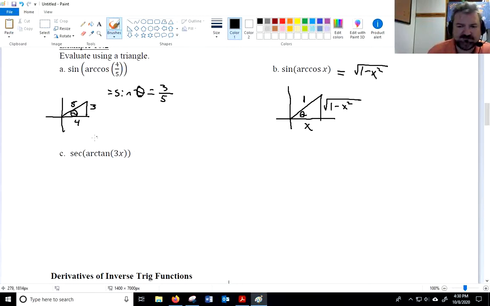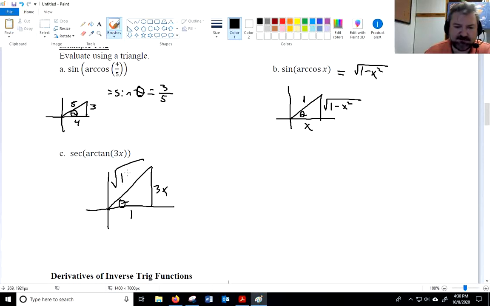All right, very good. Let's do the next one. Secant of arctangent of 3x. So the arctangent of 3x, we can draw it in either quadrant 1 or 4. We'll just stick with right here. It makes sense. And arctangent is the angle from the ratio of opposite over adjacent. So 3x over 1. And that makes this the square root of 1 plus, because we're adding for the hypotenuse, 9x squared. When I square this, I get 9x squared. So secant is hypotenuse over adjacent, so this is simply the square root of 1 plus 9x squared.